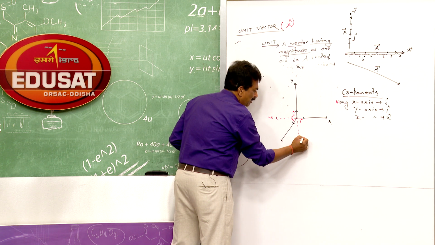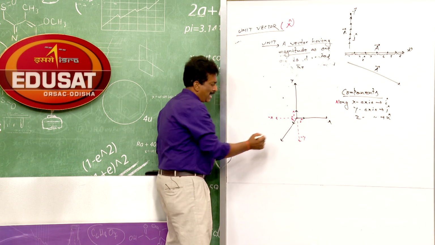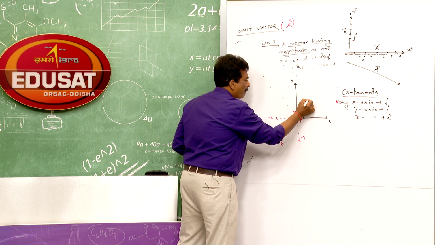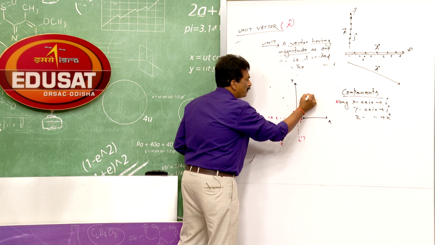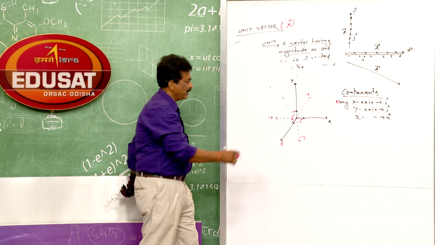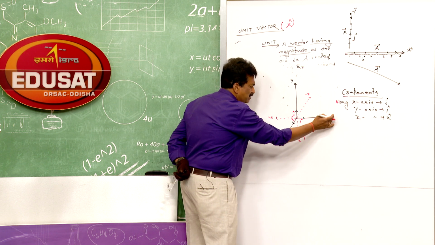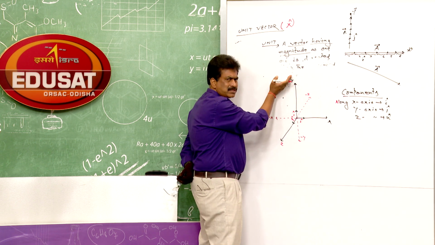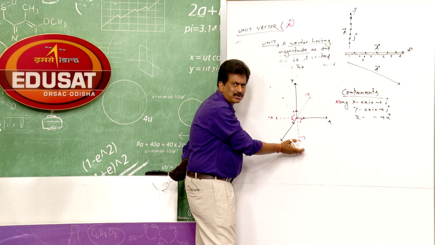So, this will be the minus y axis, and this is the z axis, and this one will be the minus z. You see, on the right side this is the plus, on the left side that is the minus. On the above this is the plus, on the below that is the minus.